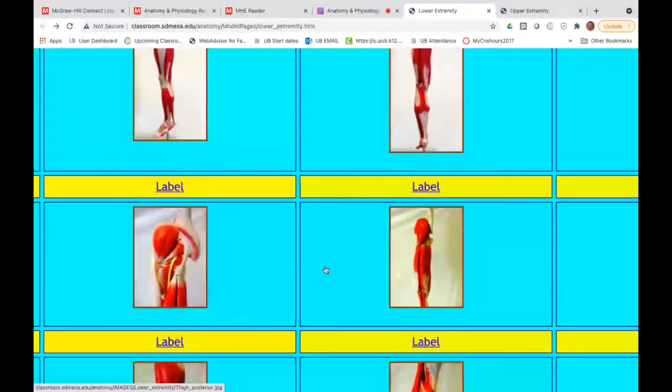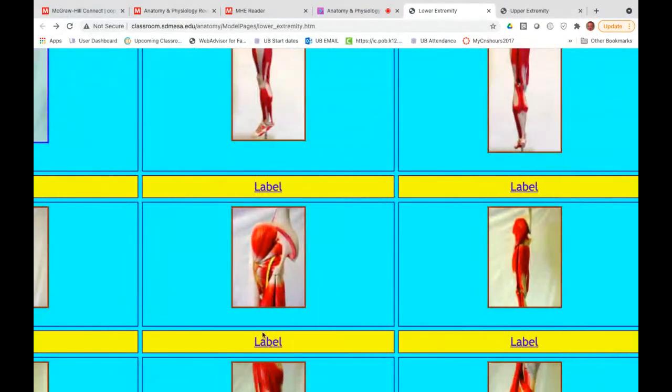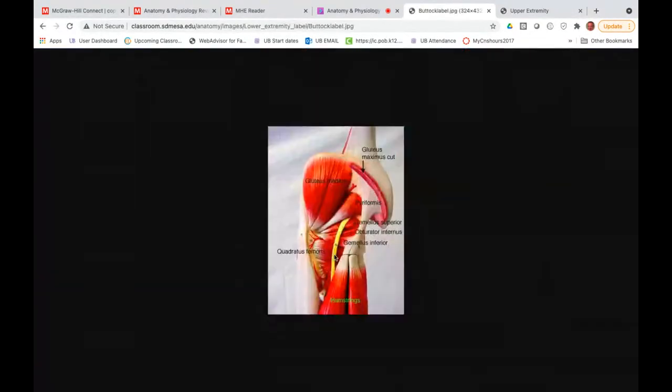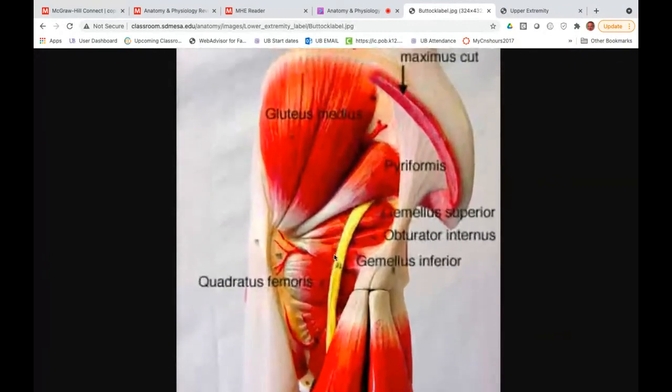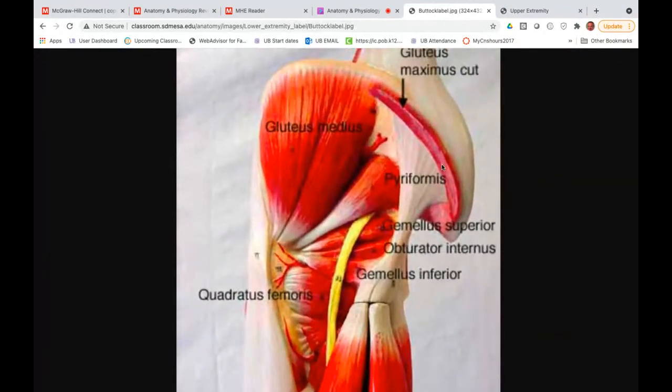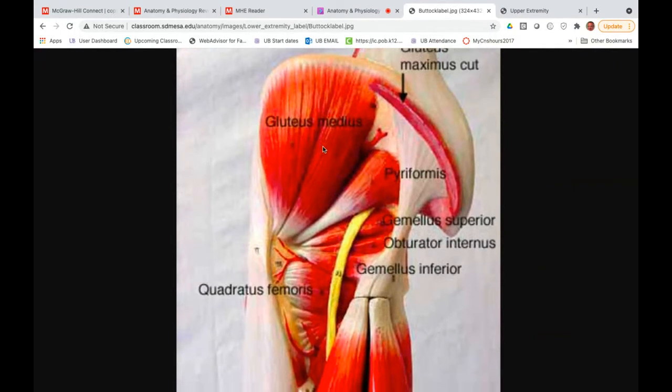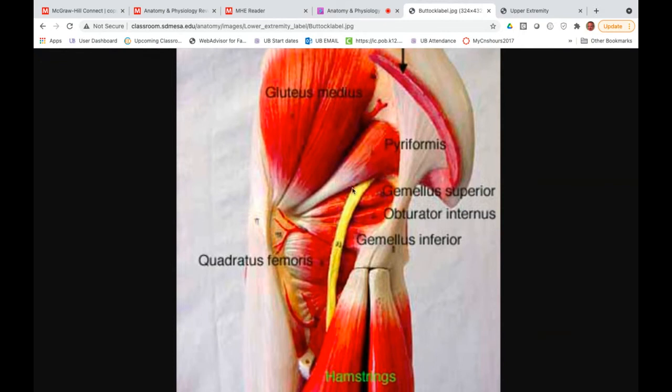Okay, now let's just look at a close-up view of that. Again, there's the gluteus maximus cut, that's your primary hip extensor. There's your gluteus medius, that's your hip abductor. Here's your piriformis, that's your sciatic nerve. And then you have a gemellus superior, gemellus inferior, quadratus femoris, obturator internus.